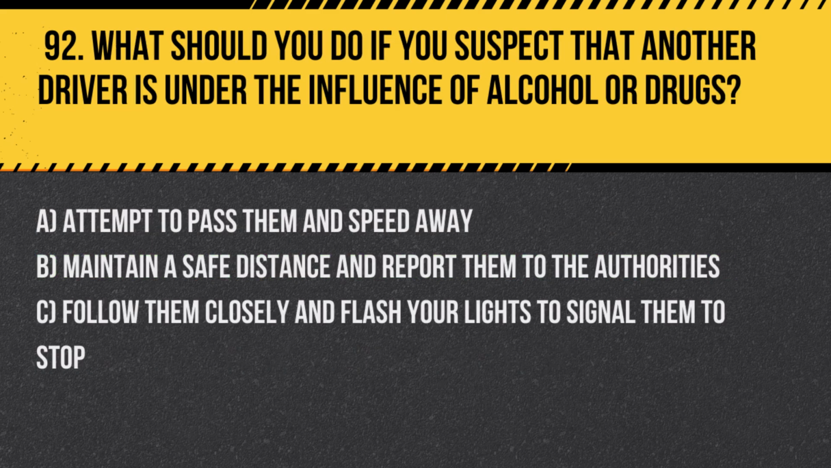Question 92. What should you do if you suspect that another driver is under the influence of alcohol or drugs? A. Attempt to pass them and speed away. B. Maintain a safe distance and report them to the authorities. C. Follow them closely and flash your lights to signal them to stop.